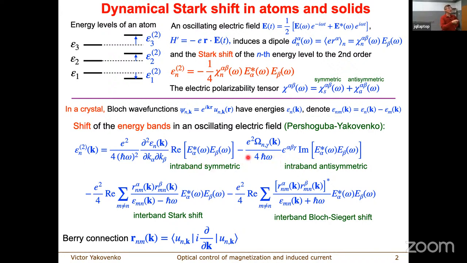To my knowledge, I have not seen them in the literature. If anybody knows, please let me know the reference. But basically, we derived these terms with Sergey. These intraband terms play a very important role in the rest of the talk, and I will explain the origin in the next couple of slides. They can be separated into symmetric and antisymmetric parts. I should also say that the coefficient for this antisymmetric part, omega, is the Berry curvature, which is the curl of the Berry connection.